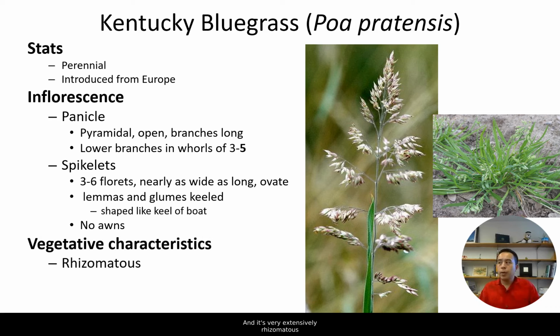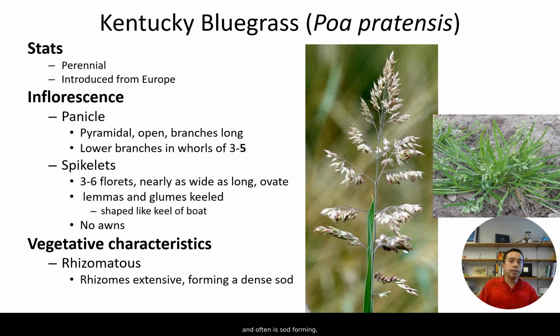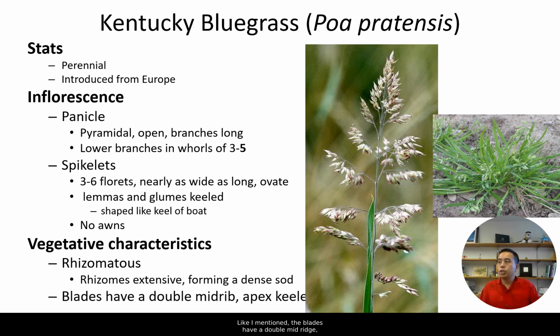Vegetatively speaking, it's a rhizomatous plant, very extensively rhizomatous, and often sod forming, which is why it's also used for lawns. Like I mentioned, the blades have a double midrib, and the apex is keeled, which often causes the leaves to naturally fold in half.